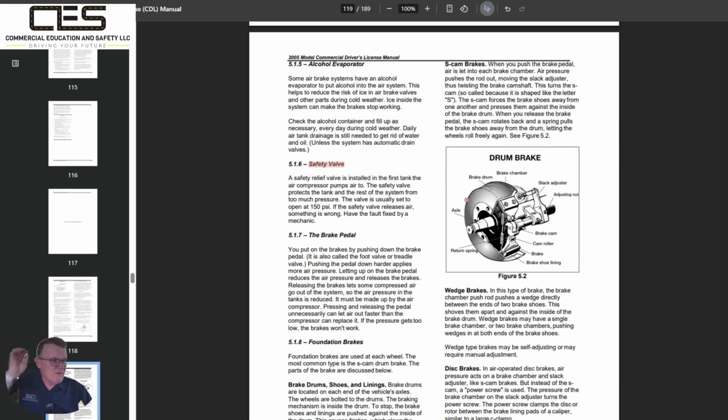Safety valve. The safety valve is on the storage tanks themselves. The safety relief valve is installed in the first tank the air compressor pumps into. The safety valve protects the tank and the rest of the system from too much pressure. So let's say your governor fails and it doesn't cut out at 125 like it's supposed to. Maybe it goes to 140, 150, 160.